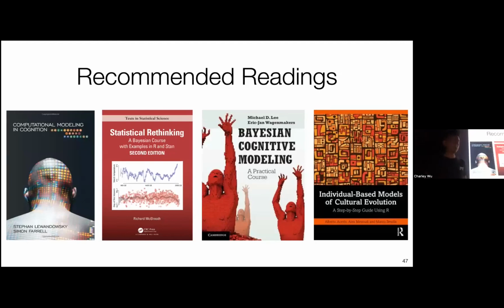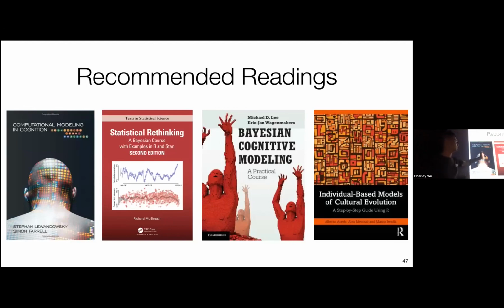I want to conclude with some recommended reading. This is far from a be-all, end-all description of approaches to computational modeling. This great book by Stephen Lewandowsky and Simon Farrell is fantastic. I highly recommend it. Richard McElreath has really revolutionized Bayesian statistics with a very accessible and also funny and personality-filled textbook on statistics. It doesn't seem possible, but it actually is.